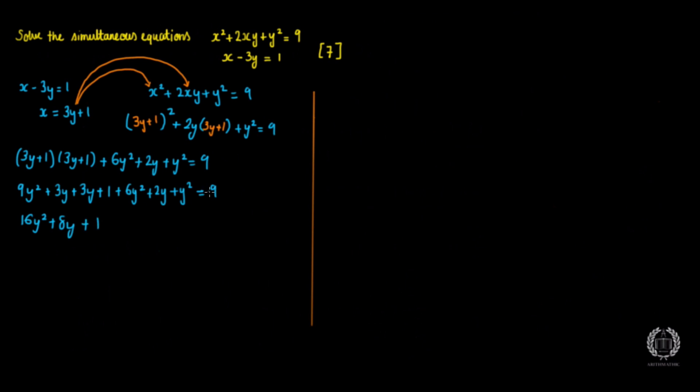And what I'm going to do is I'm going to bring this 9 to the other side, so that becomes minus 9, and that is equals to 0, because you see I want to get a quadratic. Yeah, so now I have 16y squared plus 8y. 1 minus 9 is minus 8 equals 0. Now, this is my quadratic, and I'm going to solve for y.